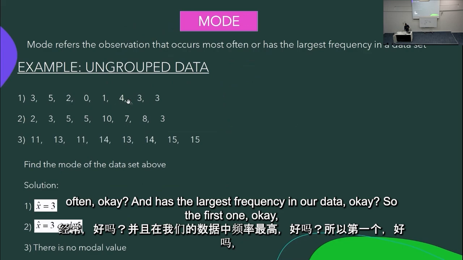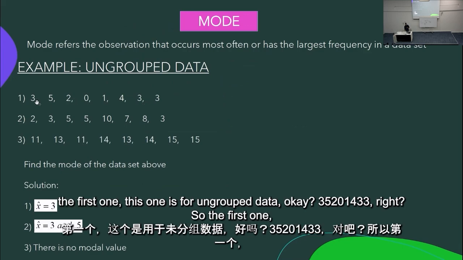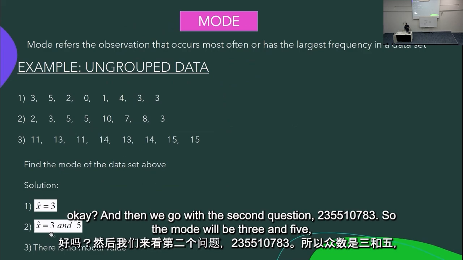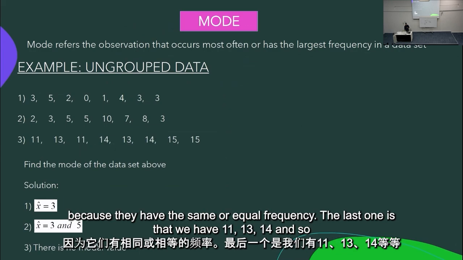So the first one, this one is for ungrouped data. 3, 5, 2, 0, 1, 4, 3, 3, right? So the first one, you can see that we have a 3 for 3 times, so that is why the mode is 3. And then we go with the second question, 2, 3, 5, 5, 10, 7, 8, 3. So the mode will be 3 and 5 because they have the same or equal frequency.